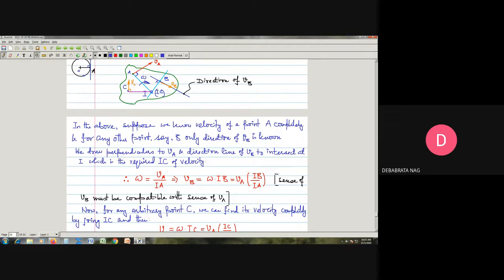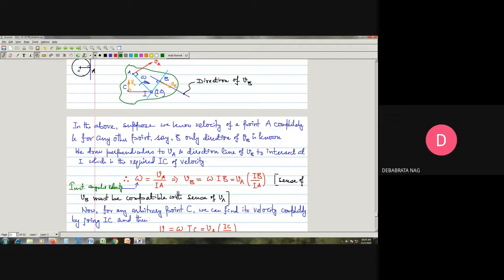Let us suppose that this direction is known for us, and these two perpendiculars intersect at the point I, which will be the required instantaneous center of velocity at this instant. So obviously I can find out the angular velocity omega at this instant. This omega will be termed the instantaneous angular velocity, because angular velocity can also vary. That's why it is instantaneous. At this instant, this is our omega, and we can find it out.